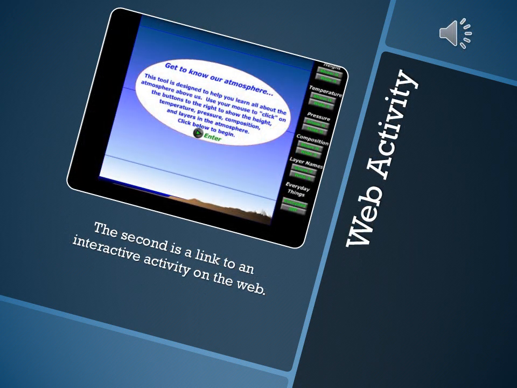Next up is a link to outside content. This one's on the World Wide Web that allows you to manipulate different things on this activity, and you're able to get a little bit more information. Now, these are just two examples of what you might see in your course. There are numerous examples that you will see in the different courses throughout your time here at Lee College.